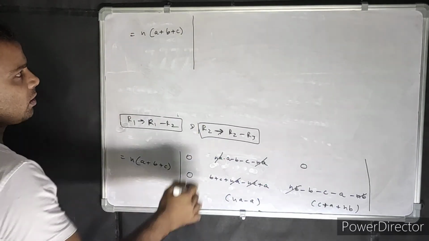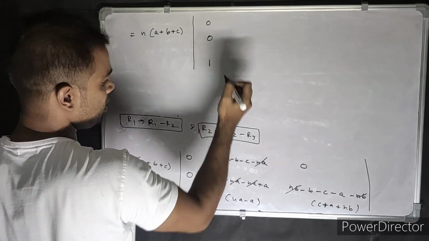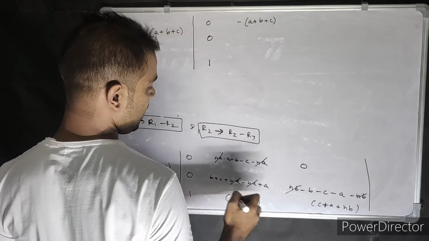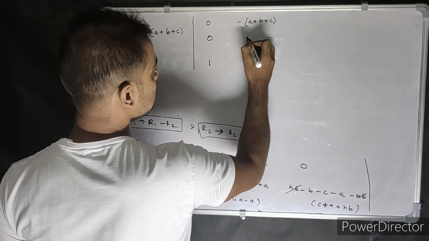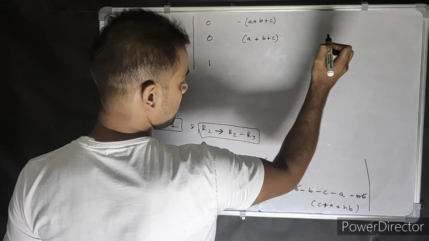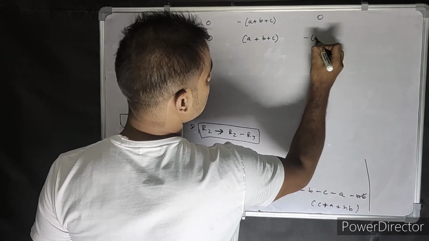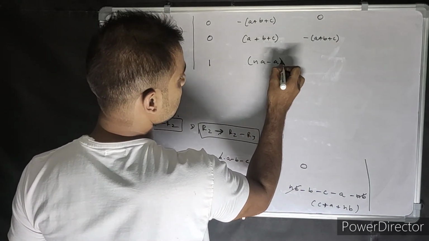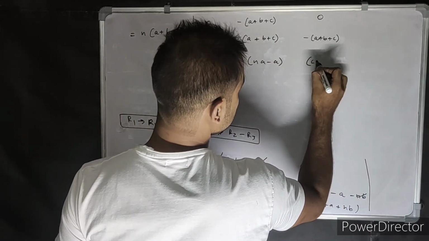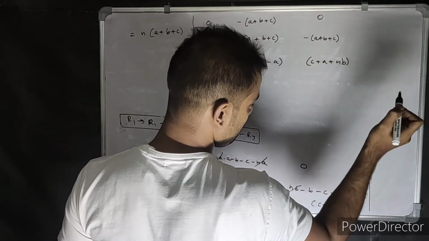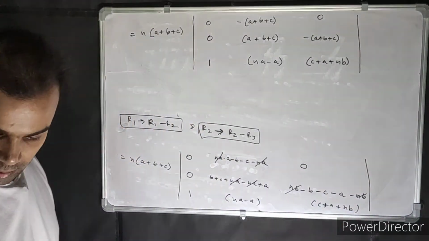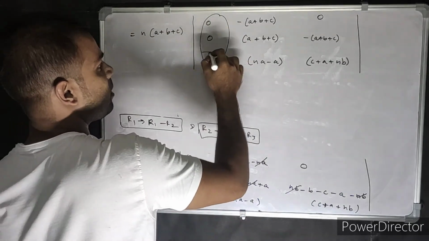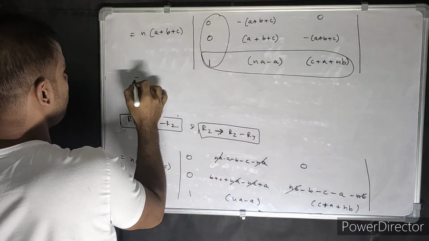Now 0 0 1 0 0 1. This is, take out a minus sign now. This is A plus B plus C, and from here we have A plus B plus C, A plus B plus C. Here this is a 0. Again, this is also minus A plus B plus C, and this is NA minus A and C plus A plus NB. Okay. C plus A plus NB, right? Yes. Now finished. Cover this column and cover this row and solve your question.